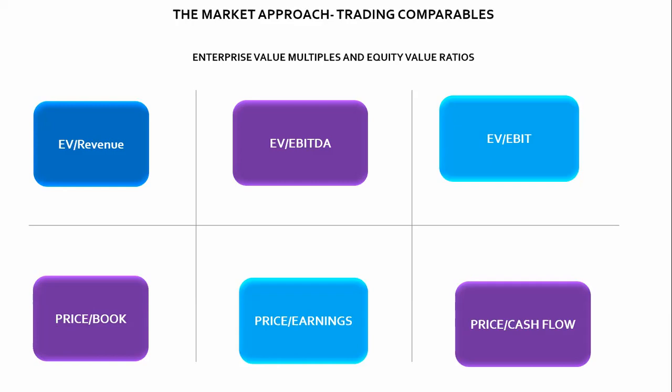If you take the price per share and divide it by the book value per share, you arrive at the price to book multiple. If you don't want to go through the whole process of dividing the book value by the total number of shares and then the price per share, you can simply divide the market capitalization by the book value, and you arrive at the price to book value.